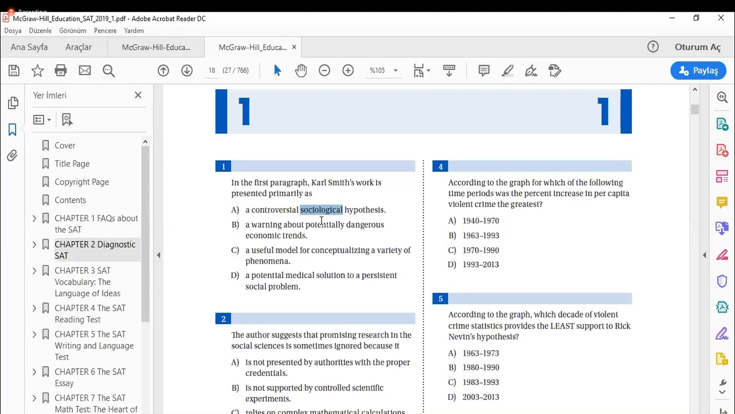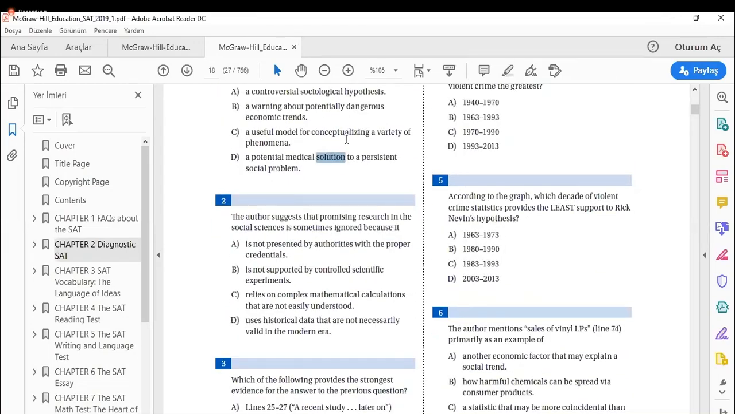Why not the others, Numan? Sure, I think it's logical for me. And when we go back to the paragraph, we can easily see it in line 3, I think. Okay, all right. Let's discuss together. Option A, a controversial sociological hypothesis. This word makes it incorrect, first of all. And B, a warning about potentially dangerous economic trends. It's not about economic trends. C, a potential medical solution to a persistent social problem. It's not offering a solution.